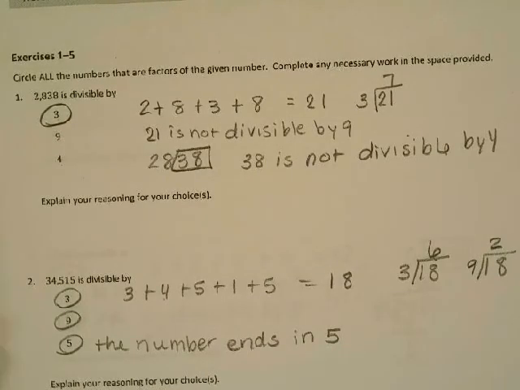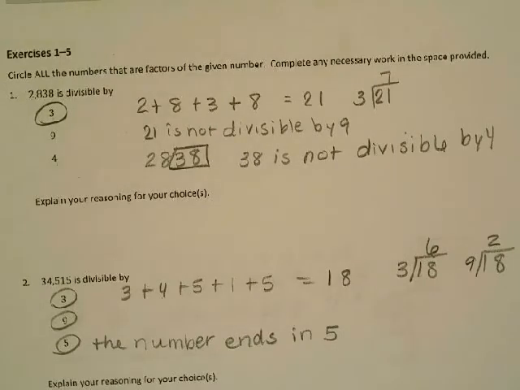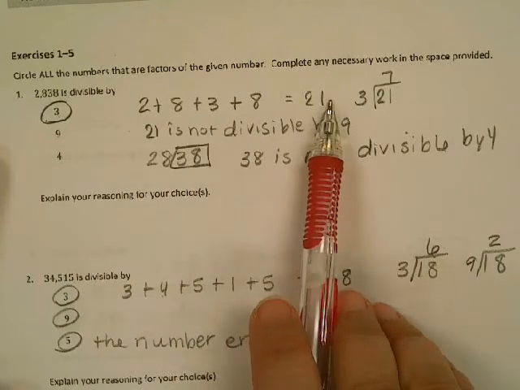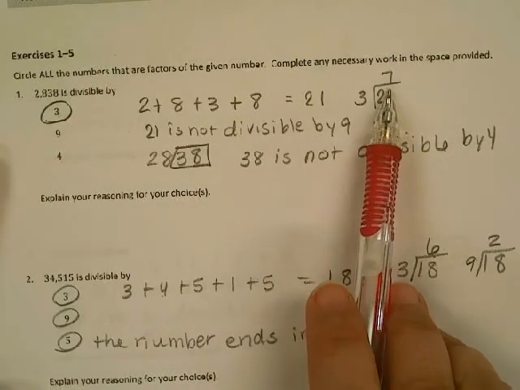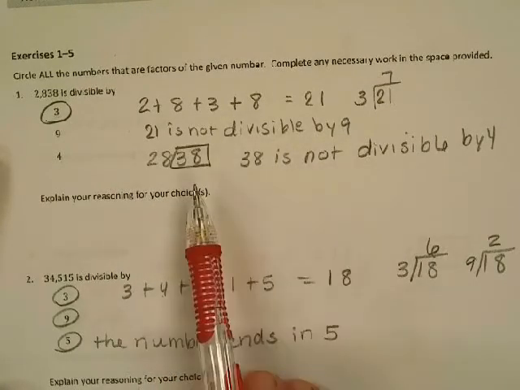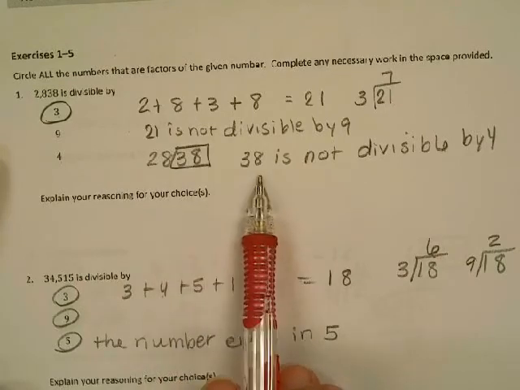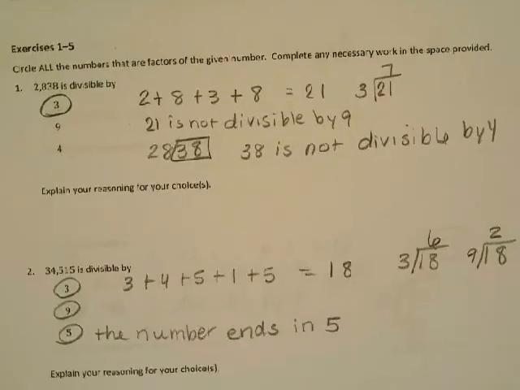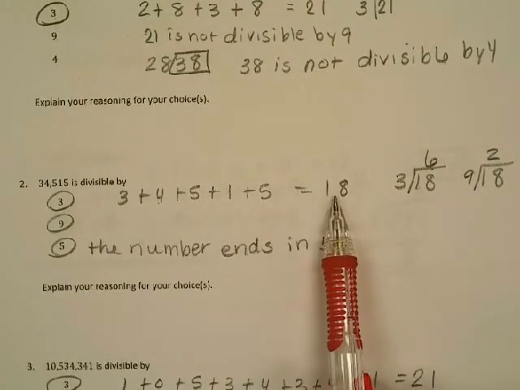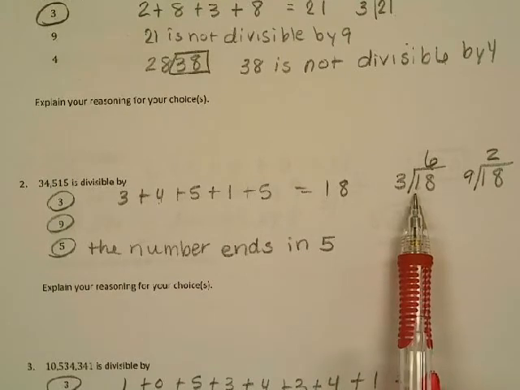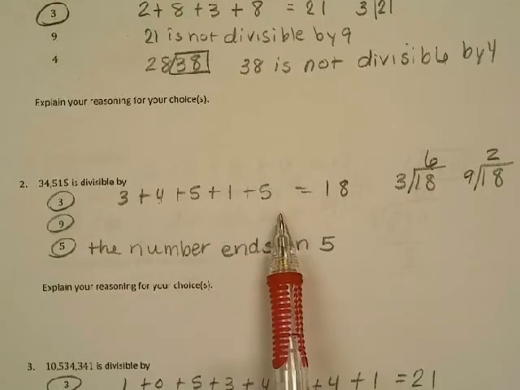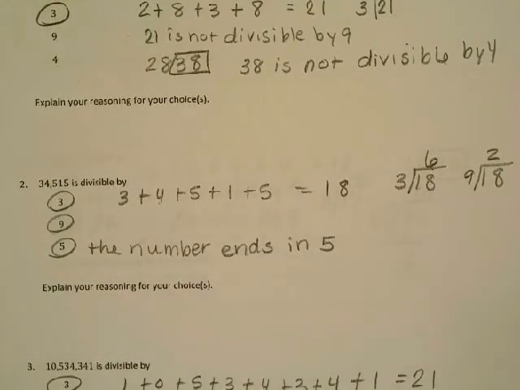So let's go ahead and check your answers. So for number 1, you should have marked that 3 was divisible, because when you add all those digits together, you get 21, and 3 goes into 21 7 times. You should have said that 21 is not divisible by 9. And then the last 2 digits, 38, is not divisible by 4. On to number 2. When you add the sum of those numbers, you get 18. 18 is divisible by both 3 and 9, so both of those are circled. And then the number ends in 5, so that tells me it's also divisible by 5.